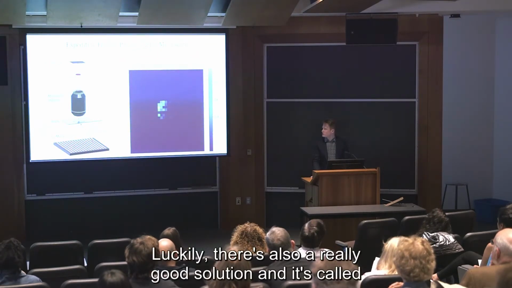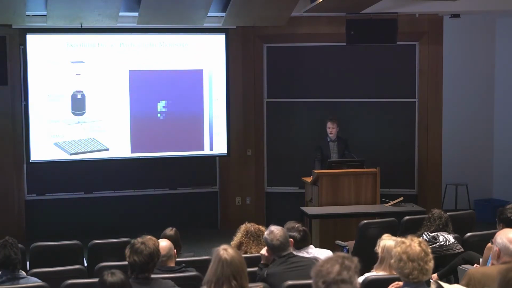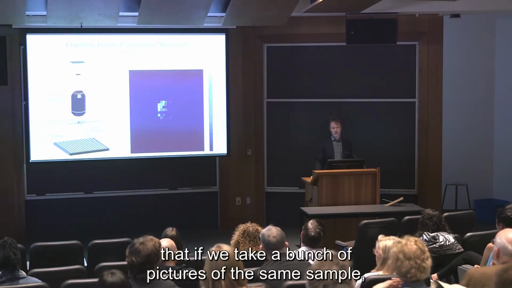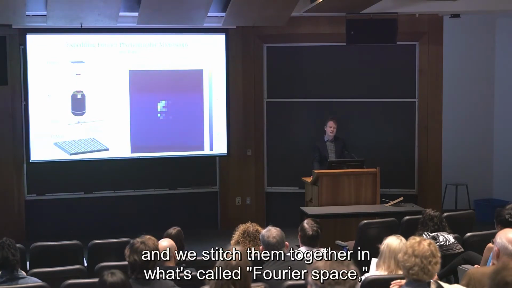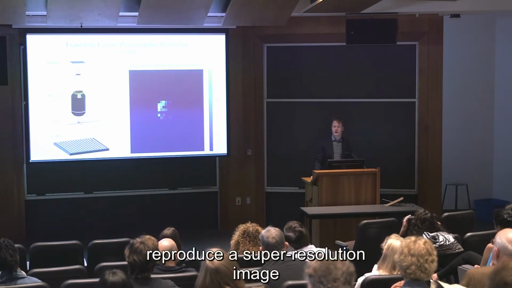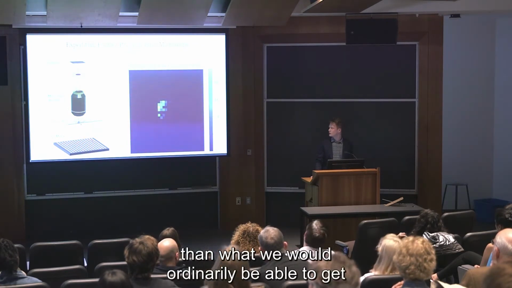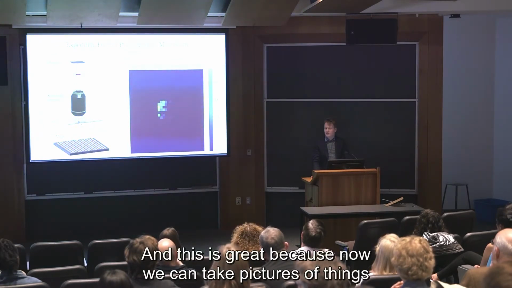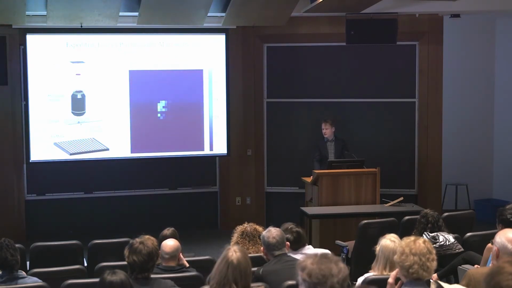Luckily, there's also a really good solution, and it's called Fourier Ptychographic microscopy, or FPM for short. This technique has a really simple idea: if we take a bunch of pictures of the same sample, maybe something like a cell, and we stitch them together in what's called Fourier space, then we can reproduce a super resolution image that has a much higher resolution than what we would ordinarily have been able to get out of a regular microscope. And this is great because now we can take pictures of things in super high resolution that we just wouldn't have been able to get without this technique.